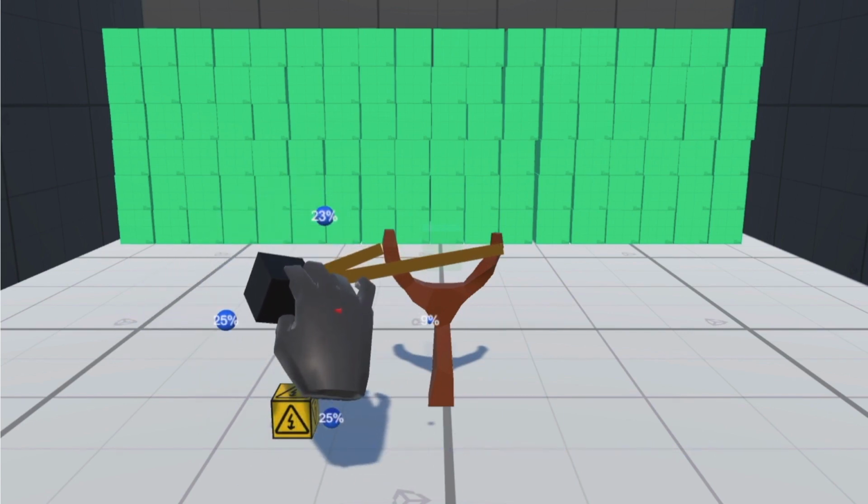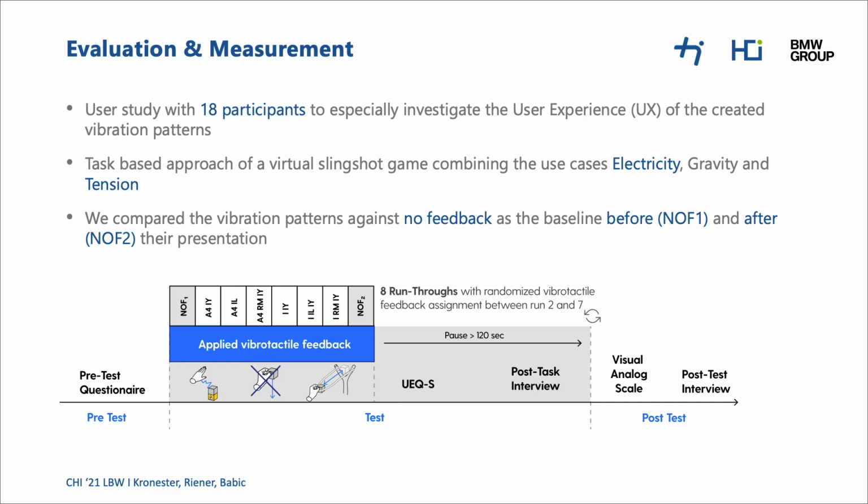In a user study with 18 participants, we evaluated the vibration patterns with special attention towards their effect on the UX of the interaction. We combined the use cases electricity, gravity and tension into a virtual slingshot game, which the participants had to perform 8 times. The vibration patterns were assigned randomly towards each run and compared to no feedback as a baseline before and after their presentation. Each participant was asked to rate a task based on the short version of the user experience questionnaire, which yields a Pragmatic and a Hedonic subscale. In addition, the participants rated the feedback variance in general using a visual analog scale and were interviewed.